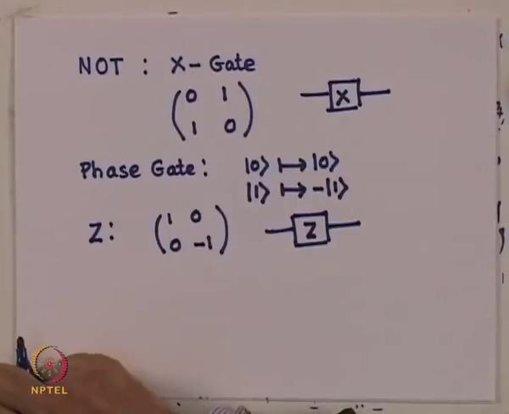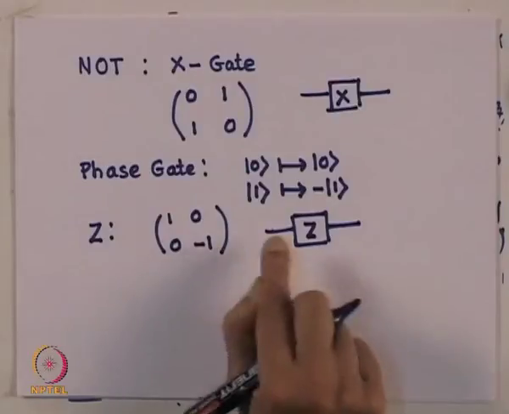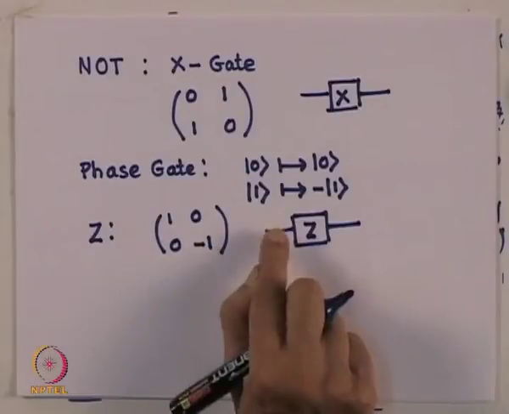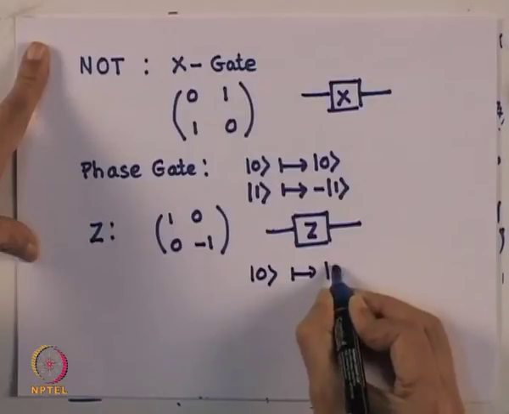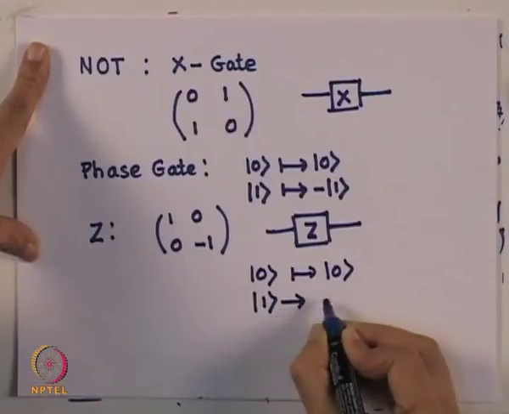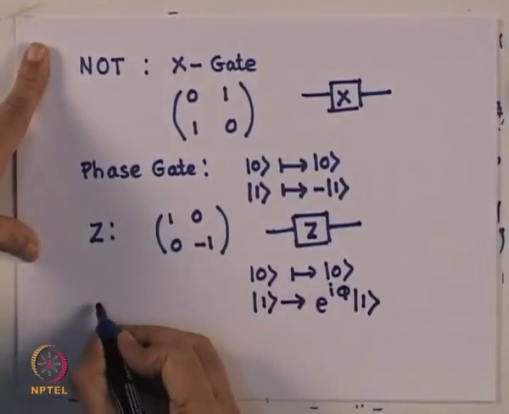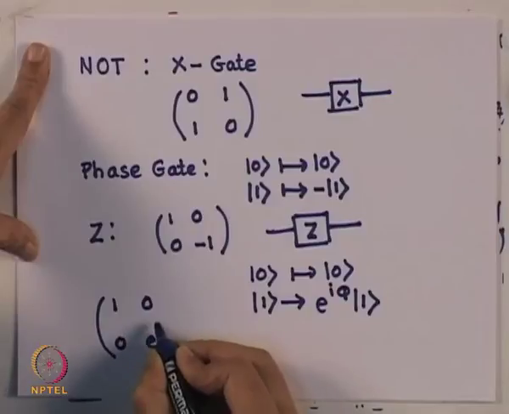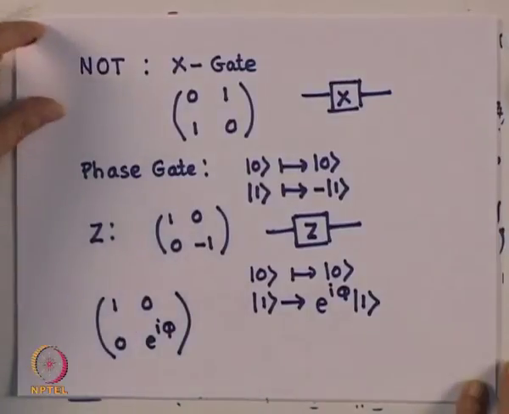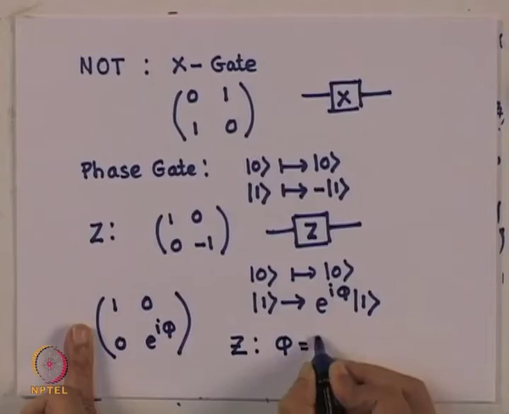However, in general, I could talk about a phase gate which does not simply make 1 to minus 1, but could, for example, give a selective phase. So 0 is left as 0, but the state 1 goes to e to the power i phi times 1. So the corresponding matrix would be 1, 0, 0, e to the power i phi. Of course, you can immediately see that the Z gate corresponds to phi equal to pi, because cos pi plus i sin pi, and cos pi is equal to minus 1.